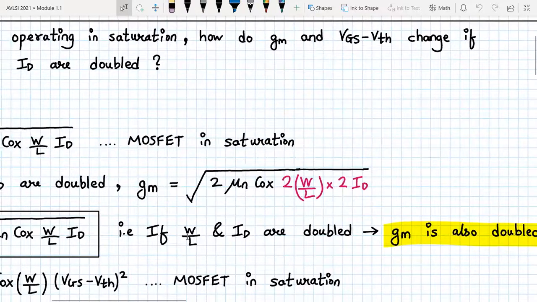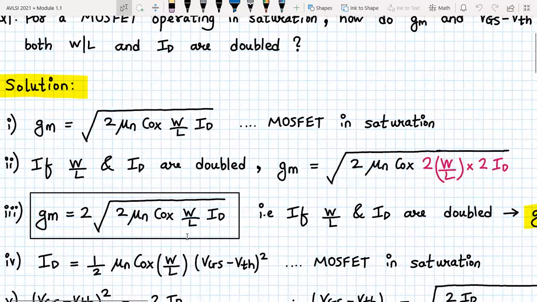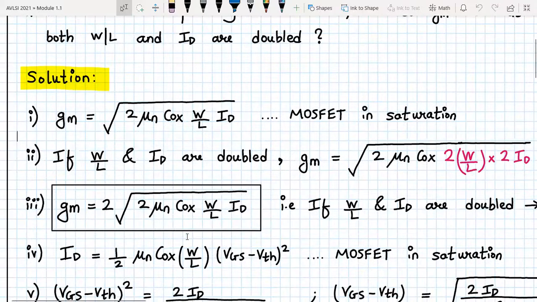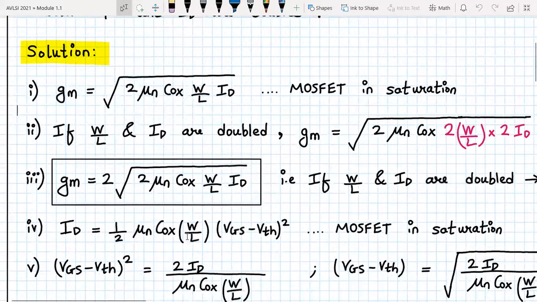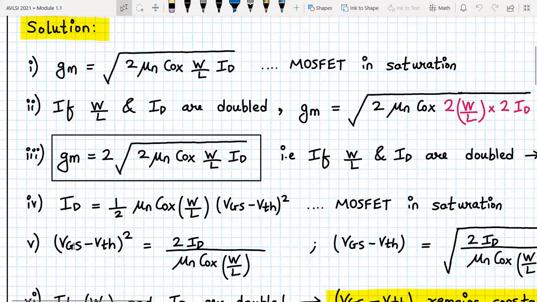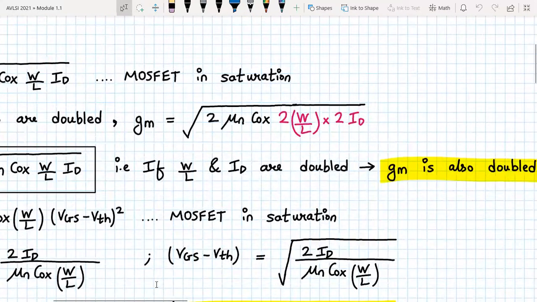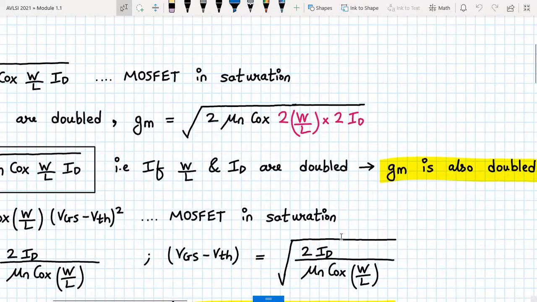In the second part, we have to find out what will happen to VGS minus VTH if W by L and ID are doubled. So the expression of drain current is given by ID is equal to half mu n Cox W by L into VGS minus VTH the whole square. Okay, so we can rearrange the terms as follows. VGS minus VTH will be equal to square root of twice ID divided by mu n Cox into W by L.